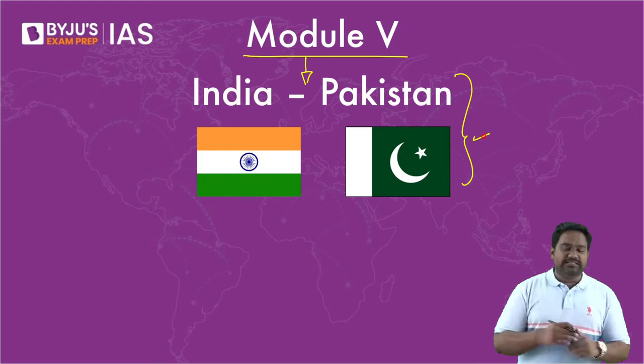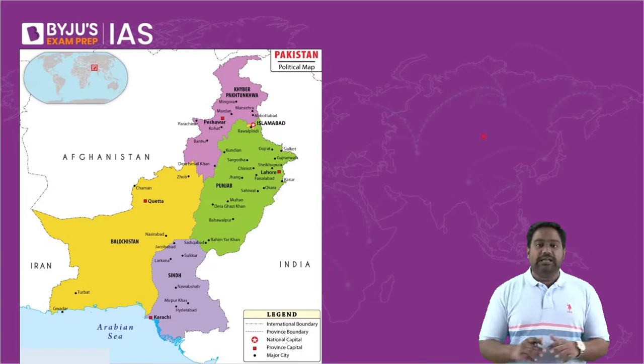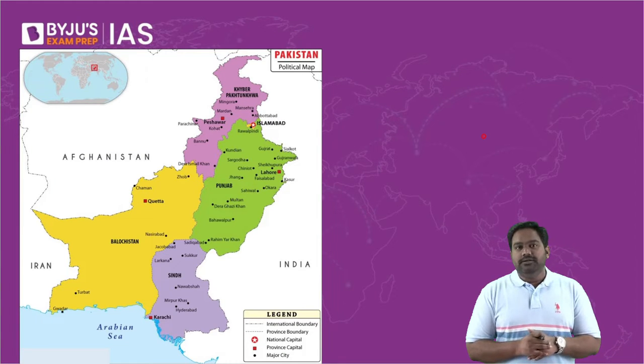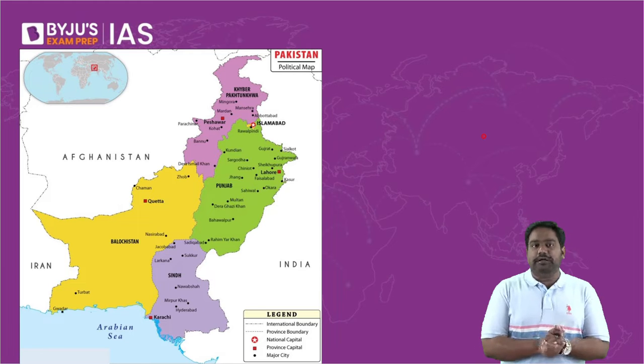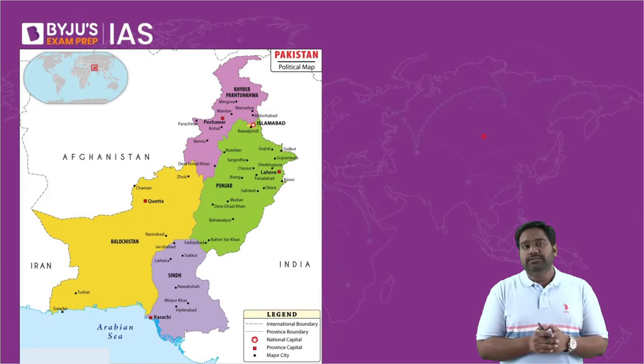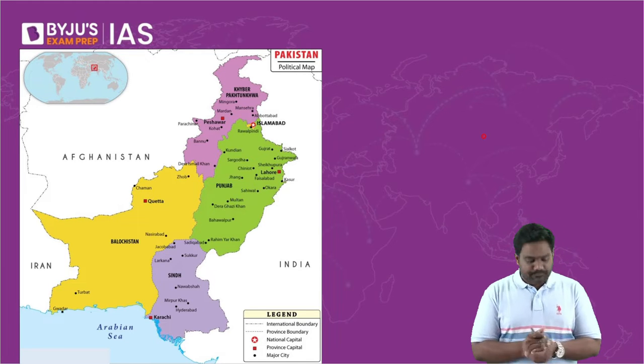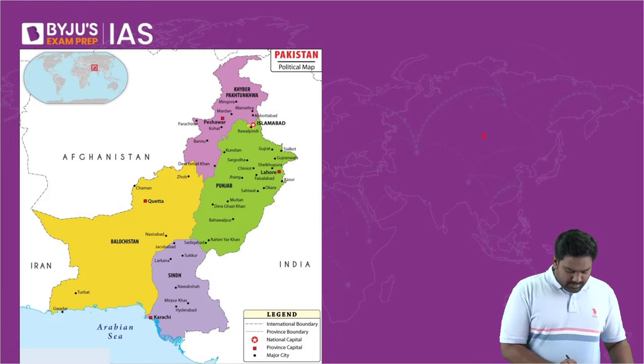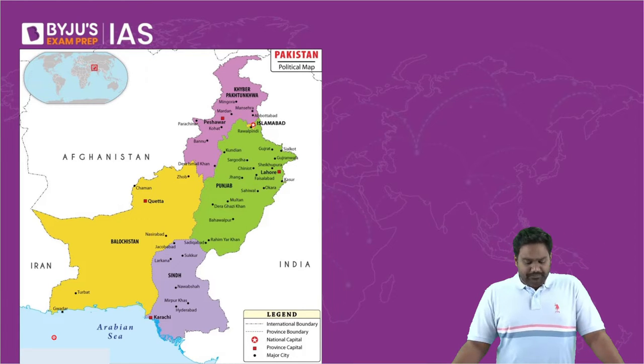So, let's begin this discussion by first looking at a map of Pakistan. Let's understand the geography of Pakistan and how it influences the international politics of Pakistan. So, first, let's identify the major provinces of Pakistan.